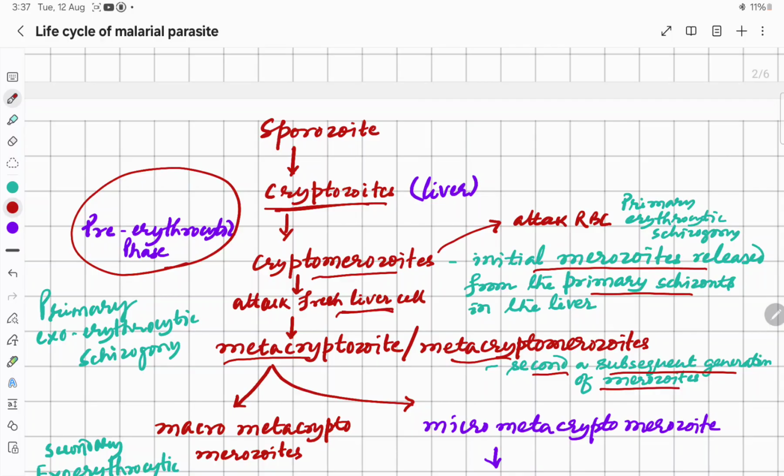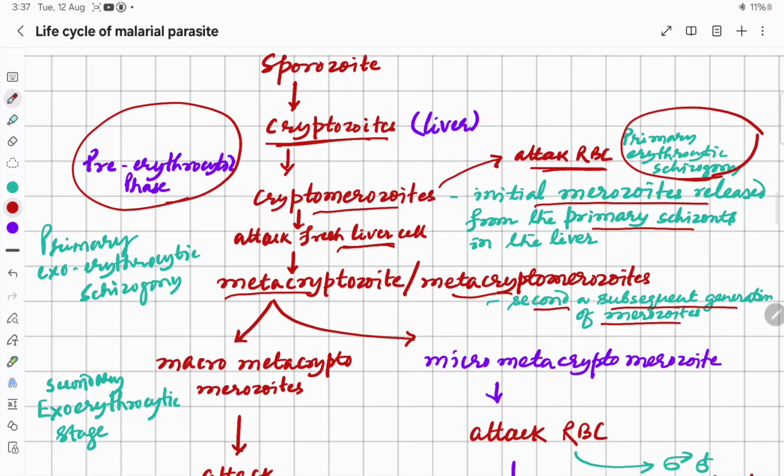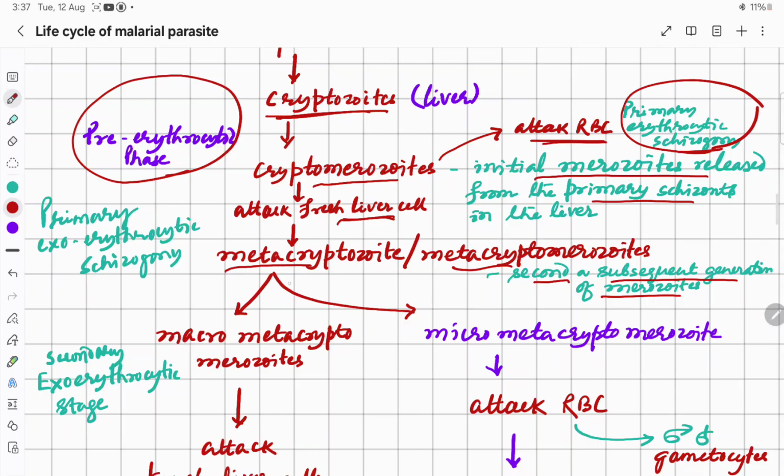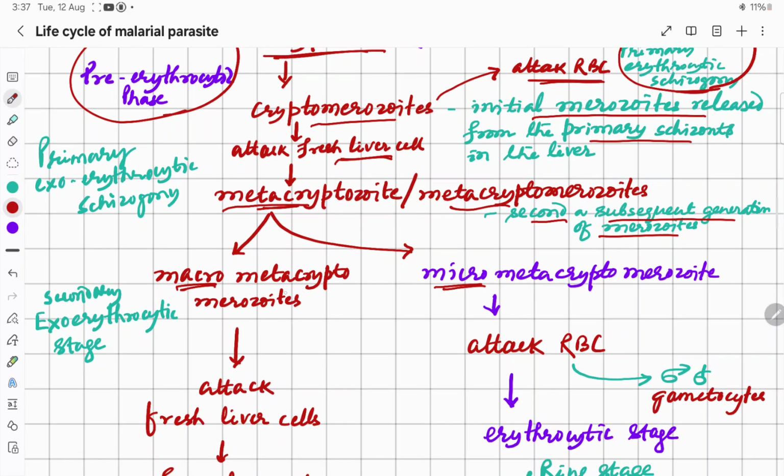And some of these cryptomerozoites also attack RBCs, and then the erythrocytic schizogony, we call it the primary erythrocytic schizogony. Once these metacryptomerozoites are released, based on size they can be macro or micro. The macro metacryptomerozoites attack fresh liver cells. So this is again the exoerythrocytic stage, as we have already discussed: when the merozoites are released from the liver and again attack fresh liver cells, it is called the exoerythrocytic stage.